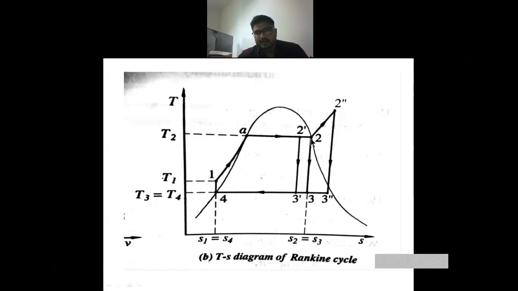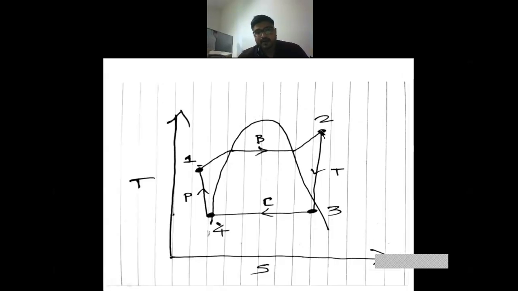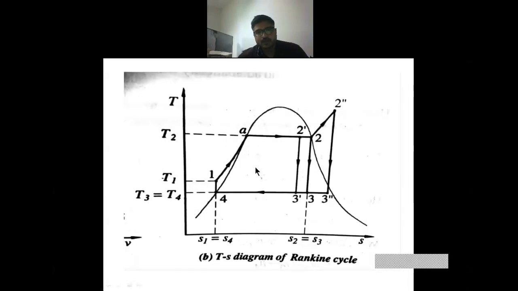You can supply saturated steam to the turbine, then our process will become 1, 2, 3, 4. If you supply wet steam to the turbine, then this will be our cycle 1, 2 dash, 3 dash and 4. Clear? But generally in all power plants, the useful cycle will be 1, 2 double dash, 3 double dash and 4. Now we were discussing the formula: what is the formula of heat supplied? H2 minus H1. So here you can see heat supplied is H2 minus H1.